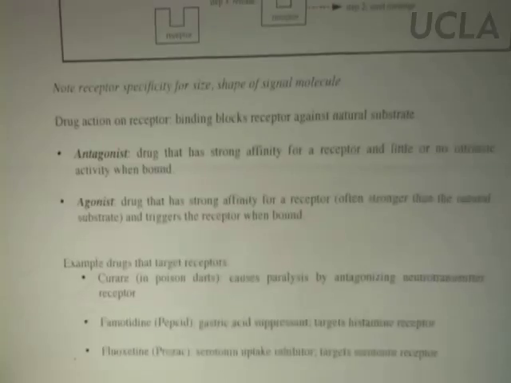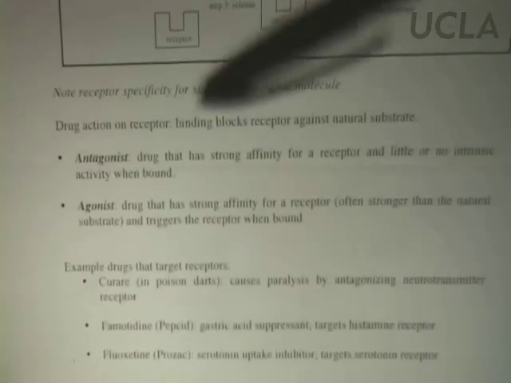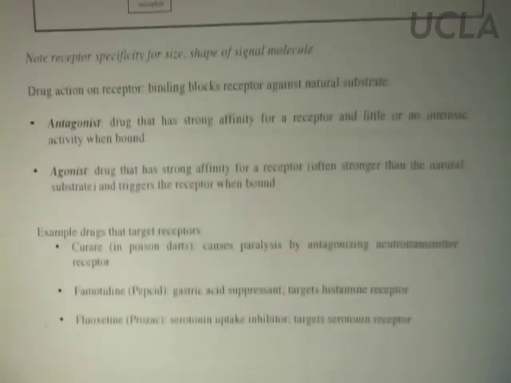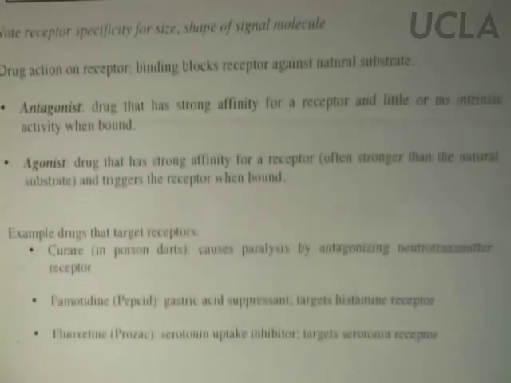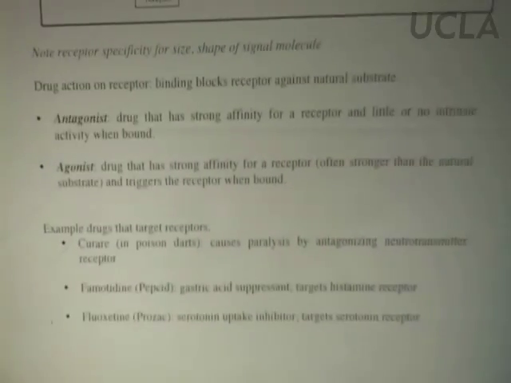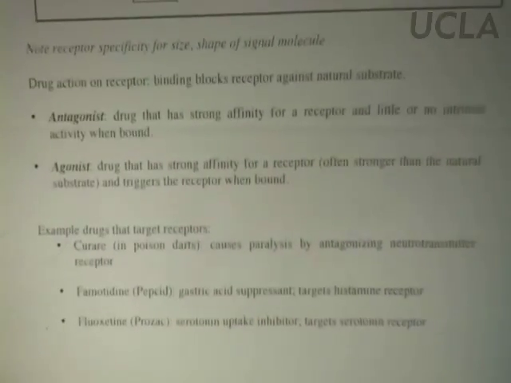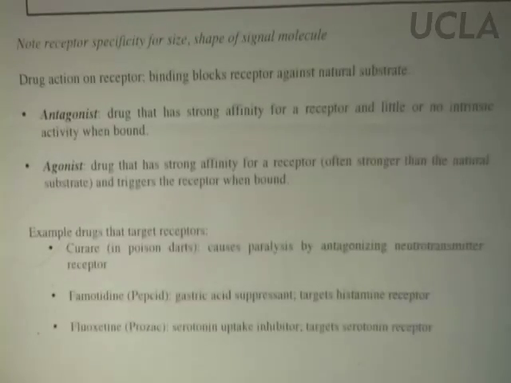Receptors come in different flavors, or the drugs that interact with receptors come in different flavors. We have antagonists and agonists. And the antagonists are drugs that bind the receptor. They usually have very strong affinity, but when they are bound, they have little or no intrinsic activity, meaning they don't cause the receptor to fire. So these are things that block the receptor.